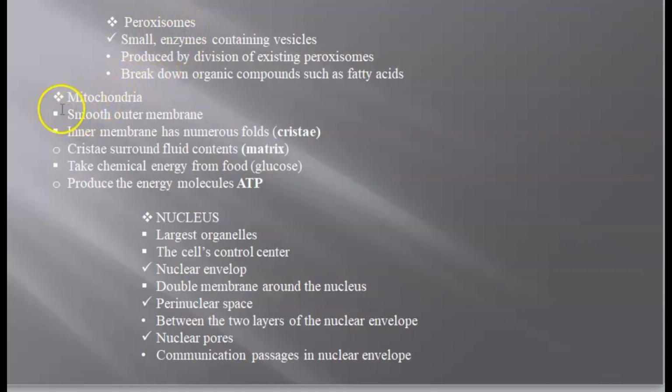And we are moving into another organelle which we refer to as mitochondria, with a smooth outer membrane. I will show you in the diagram better. The inner membrane has numerous folds which are referred to as cristae. Cristae surround fluid content, which is called the matrix. It takes chemical energy from food, in the form of glucose, and this glucose produces the energy that we call ATP.